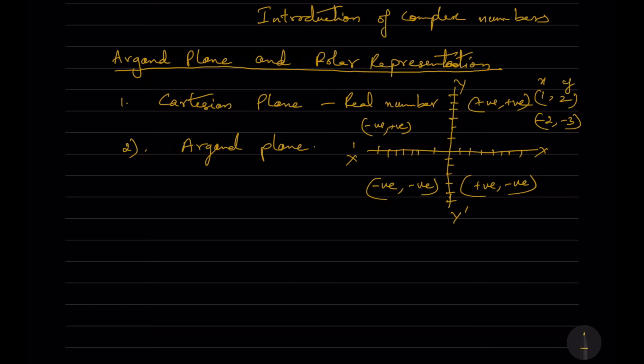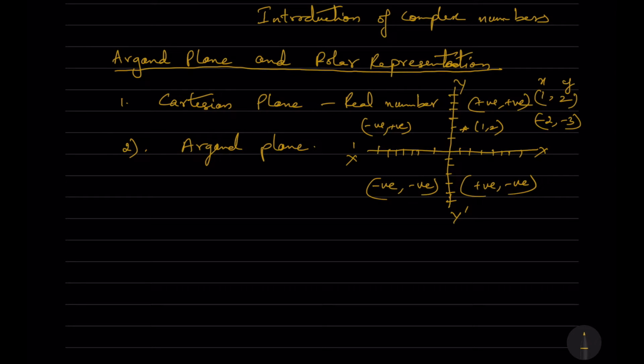Now this representation of all the quadrants, and whichever point you are going to represent, in which quadrant it lies, that is nothing but the Cartesian plane. So here, the real numbers 1 and 2, where do we represent them? This point is (1, 2). So we represent these real numbers on the Cartesian plane.